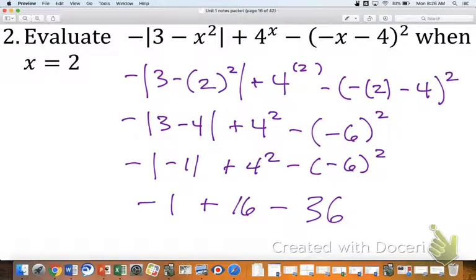Finally, down to just addition, subtraction. Negative 1 plus 16 is 15. 15 minus 36, Whit. You nailed it. Negative 21. Yes, we did. Negative 21. Okay. So are you starting to see how practice is very necessary here? Practice makes permanent. So make sure your practice is good.